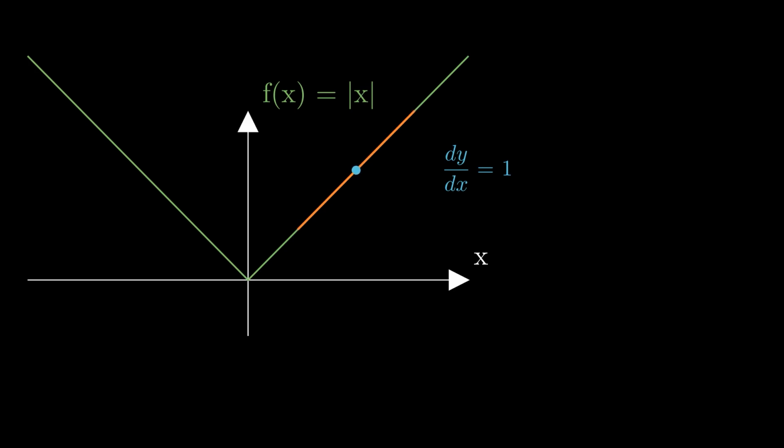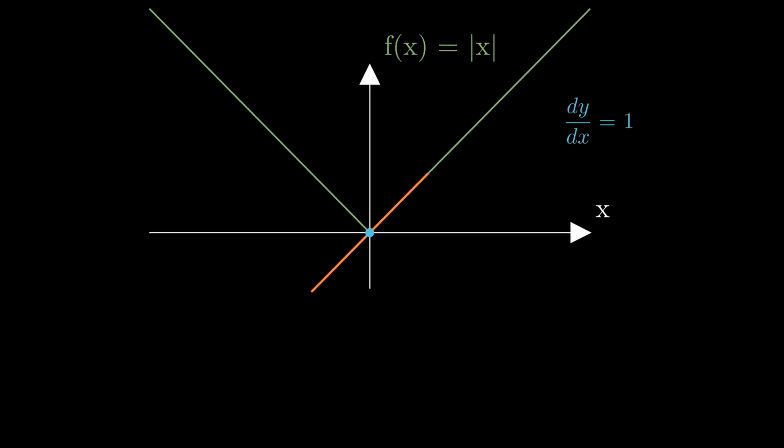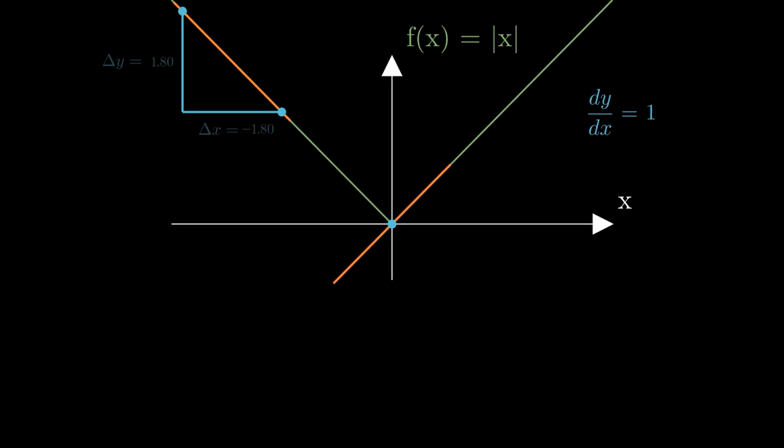If we approach the origin, the slope of the tangent does not change. So approaching the origin from the right tells us that the slope at the origin is positive, being equal to 1. In this case, no matter how close dx is to 0, the ratio of dy to dx will always be equal to 1. Let's see what happens when we approach the origin from the left.